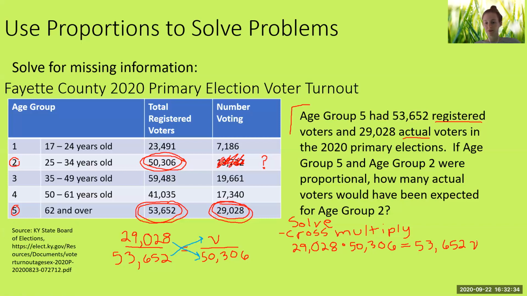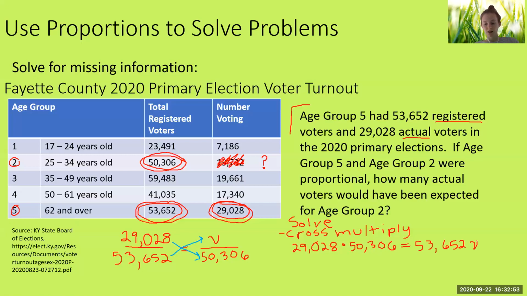So cross multiply, and now 53,652 times V, I can't do that multiplication because I don't know what V is yet. But on the other side of the equal sign, the left side, I can actually do that multiplication. So I'm gonna do that.